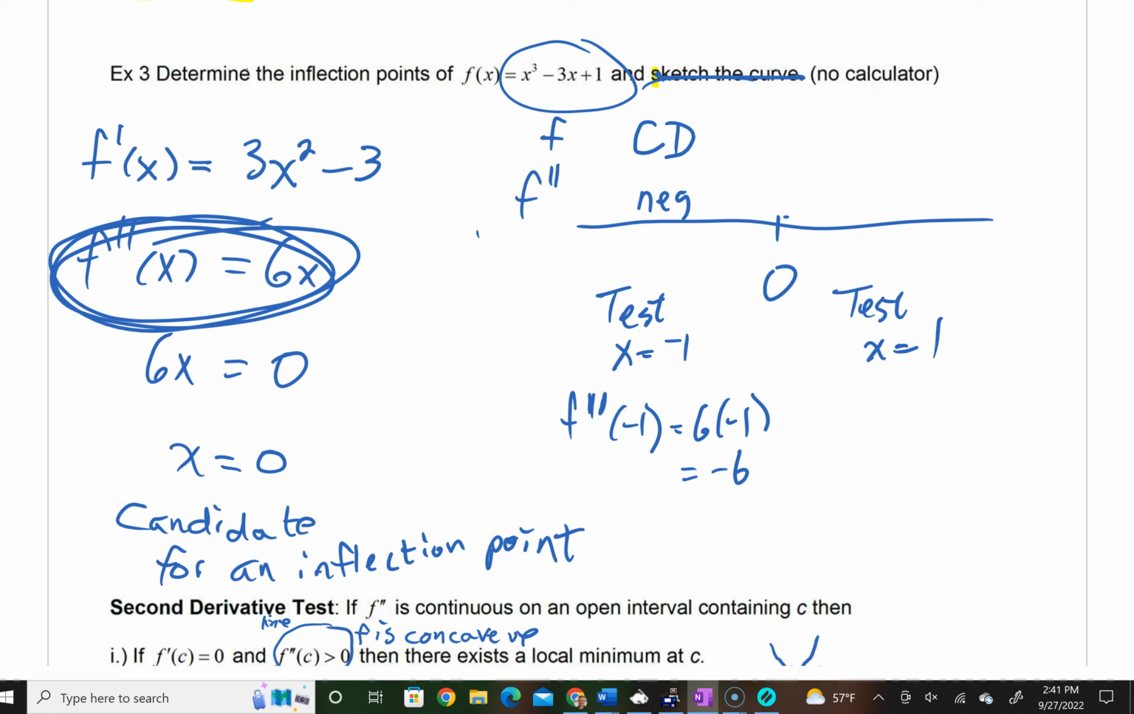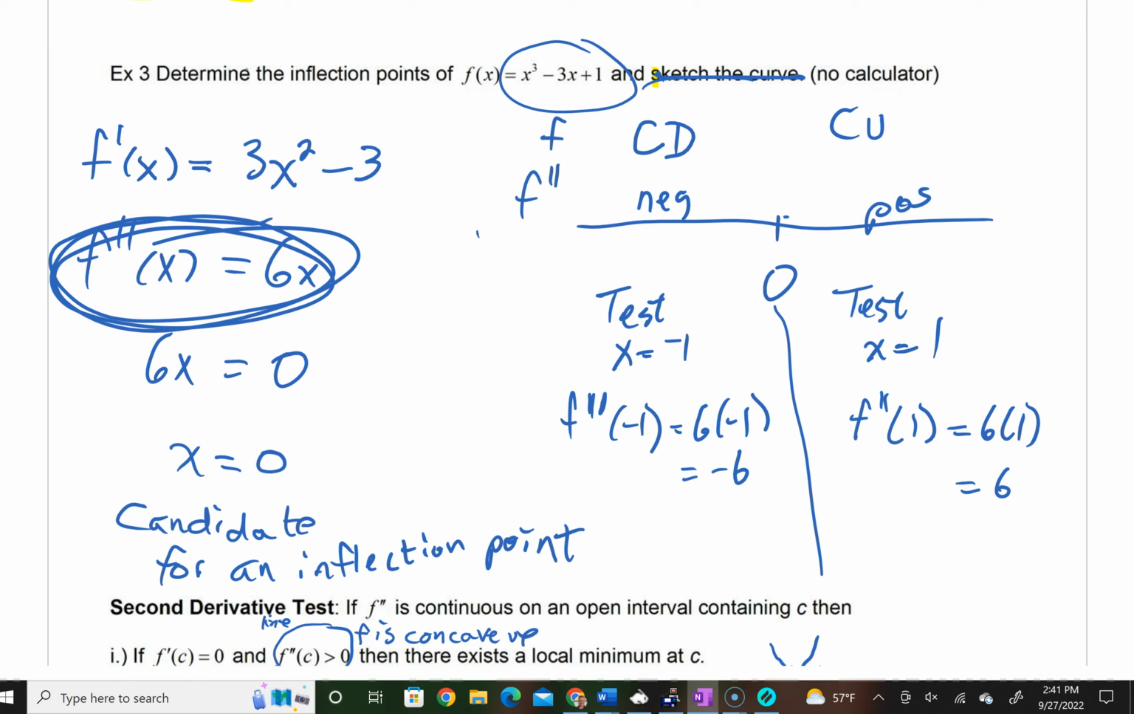You say, okay, well, let's check what's happening at 1. If I plug in a 1 here, 6 times 1 is 6. That's positive. That means we're concave up like a cup. So I just drew you a picture of an inflection point. The inflection point is where the curvature changes. And please understand how much information you're getting from the calculus. You're not using the graphing calculator.